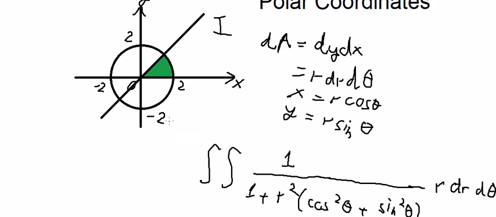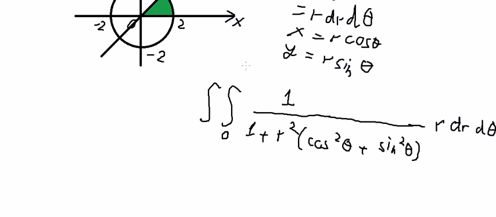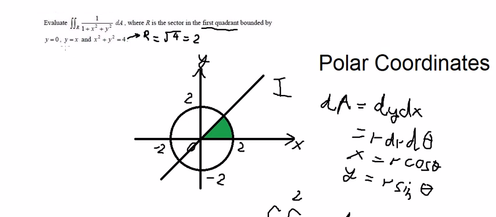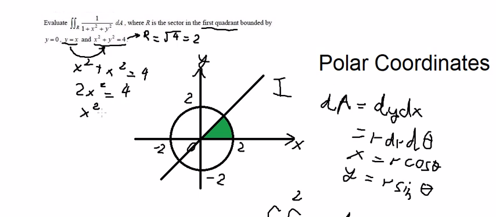So we need to know that r should be from 0 to 2, because this is the radius of the circle. About theta, we need to find the intersection between y equal to x and x squared plus y squared equal to 4. So we put x equal to y in this one. So you get x squared plus x squared equal to 4, so 2x squared equal to 4. So x squared equals 2. And we know that this is on the positive side, so x equals the square root of 2.